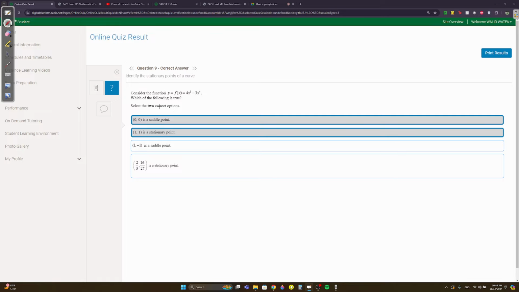Okay, consider the function here. What is true? They want to see which one is a saddle point and which one is a stationary point. A saddle point is just a stationary point, but when you draw the table of signs of f prime of x, in between the two roots, let's say this is root 1, this is root 2, you'd have 0 here, and nothing here. Basically it would be increasing on both sides, meaning it's a saddle point. Like, for example, in the graph of x cube, it's increasing here and increasing here.